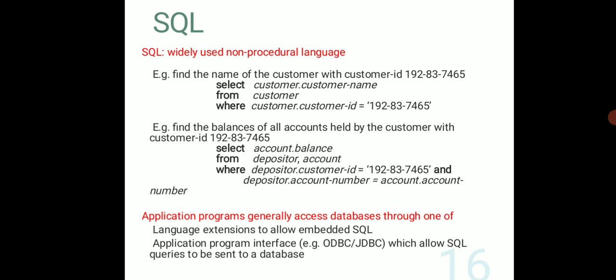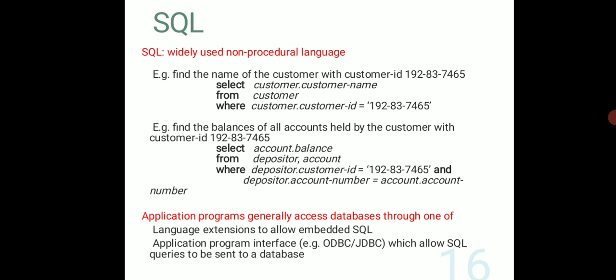Here is an example for SQL. It is a widely used non-procedural language. Find the name of the customer with customer ID 192.83.7465. Based on that customer ID, you have to collect the name of the customer. So select customer.customer_name, which should be displayed as the output, from the customer table, where the condition is customer.customer_ID equal to 192.83.7465. Based on the condition, it will select the customer name from the customer table.